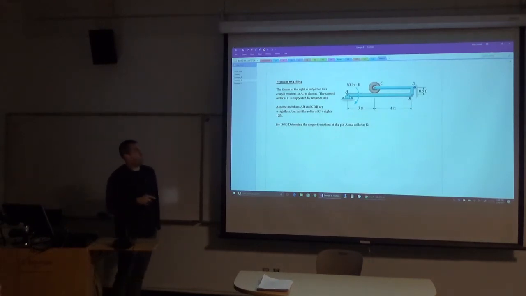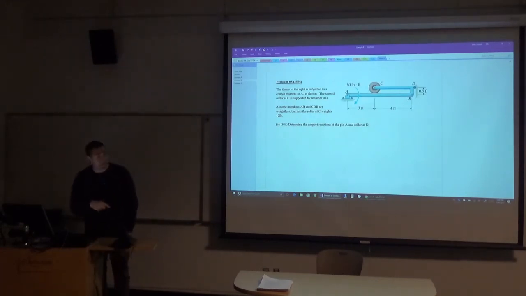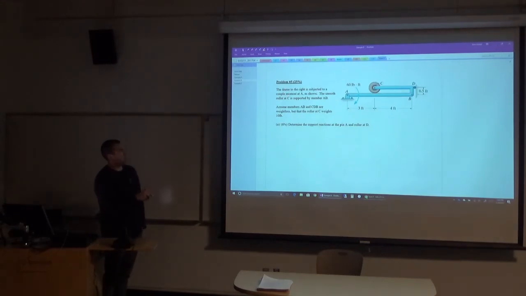Okay, so we would call this a frame or a machine as well, very similar to that crane that we were looking at a second ago. And it even says the frame. So the frame to the right is subjected to a couple moment at A as shown. So let's just stop right there. A is a pin.